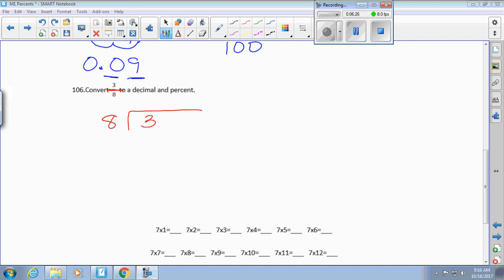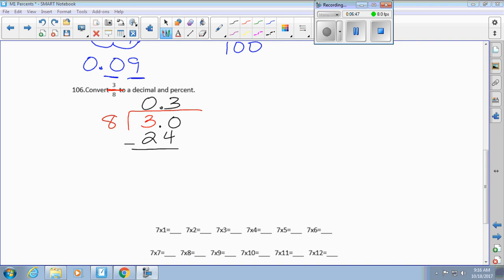All right, so once you have your setup here, we're going to go ahead and divide. Does 8 go into 3, everybody? No. No, so we're going to put a 0 there, all right? Again, we have a decimal place there, we just don't always need it, so we need it now. So 8 goes into 30 how many times, everybody? 3 times.